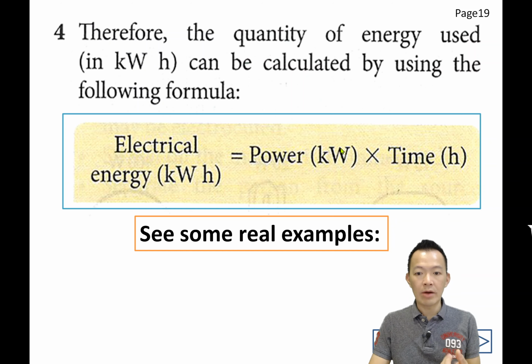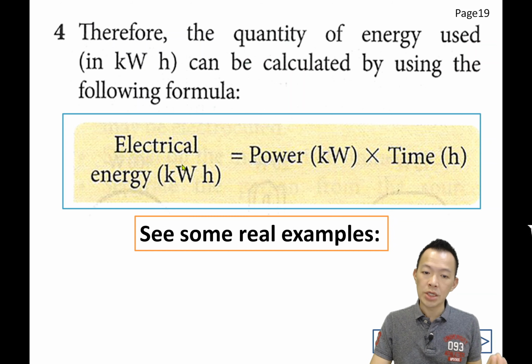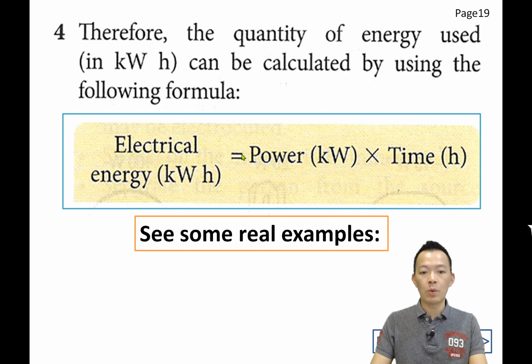And when we calculate the power, we calculate in the unit called kilowatt, and the time in hour. So 1 kilowatt hour. Okay. So the electrical energy has the unit called kilowatt hour. 就是1000 watt 的电器用了一个小时。这个叫 1 kilowatt hour.